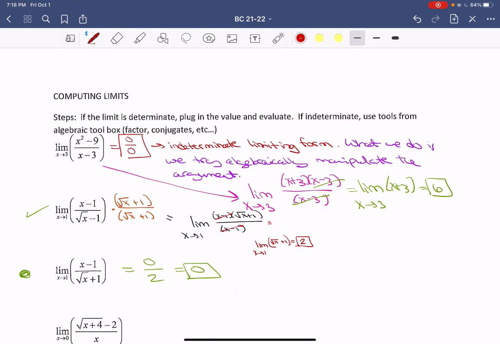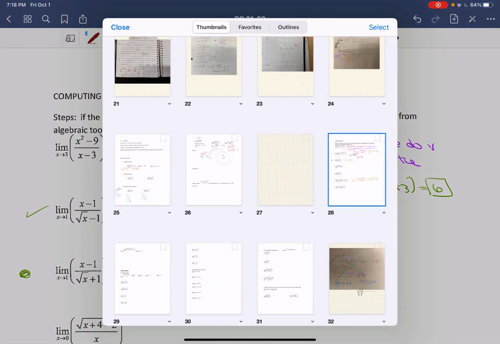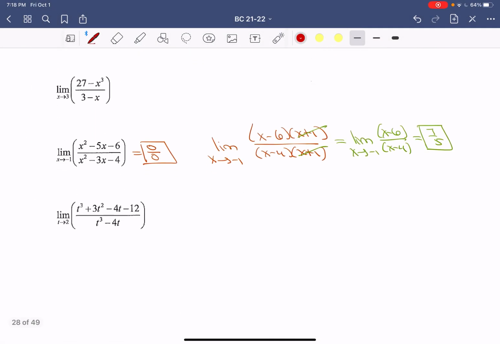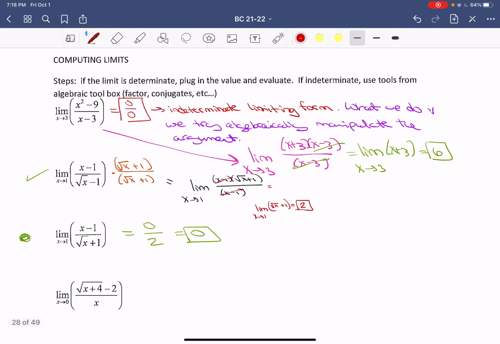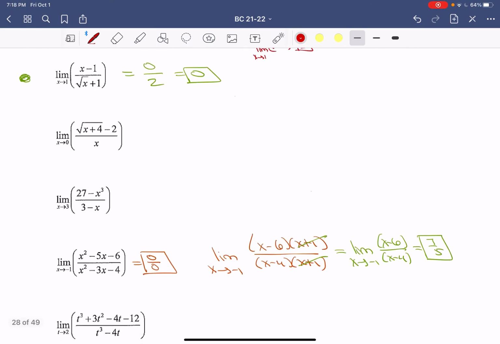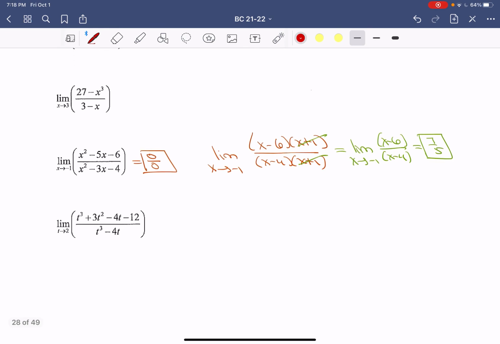All right? Here's what I would like you to do, please. On the back of the limits and continuity test packet, you will see the back side has limits of rational functions, and it also has limits that are potentially indeterminate. I've also included the answer key with it, all right? So what I want you to do now is go ahead and proceed with the homework.